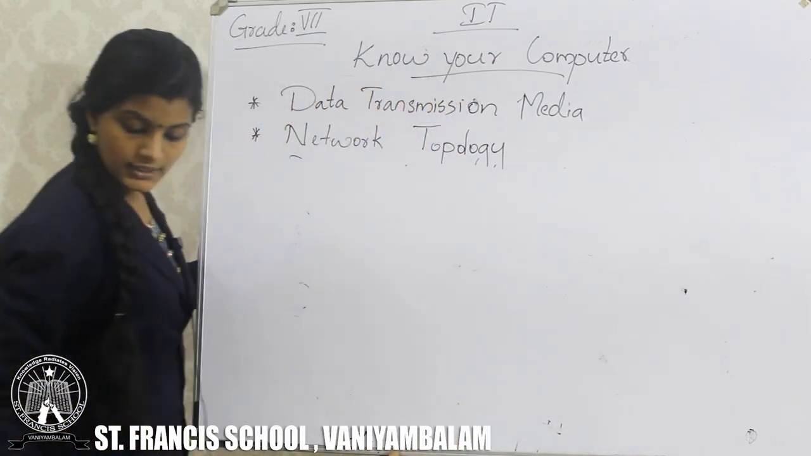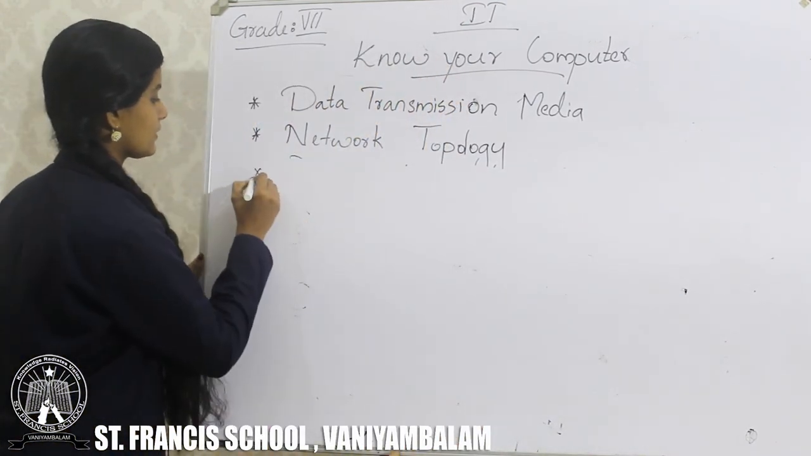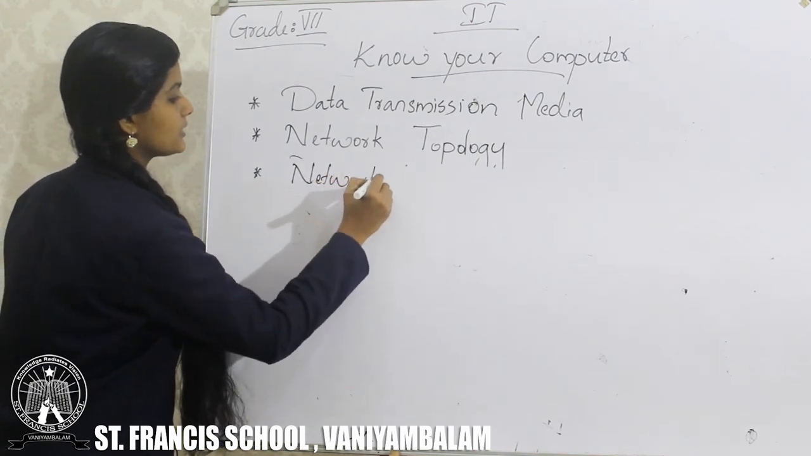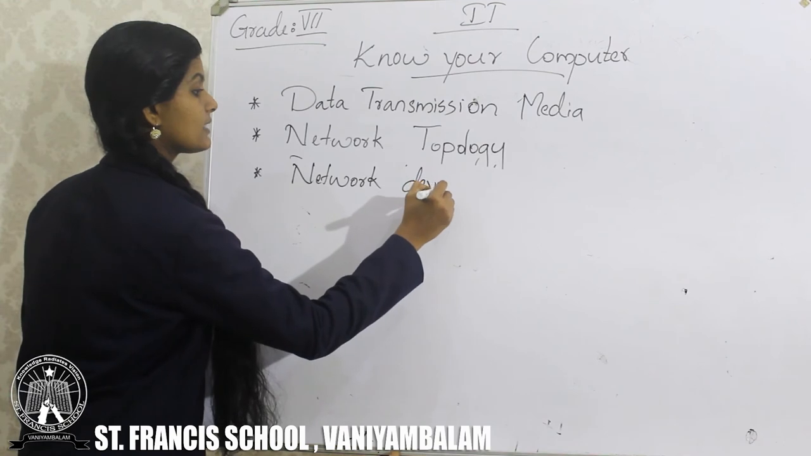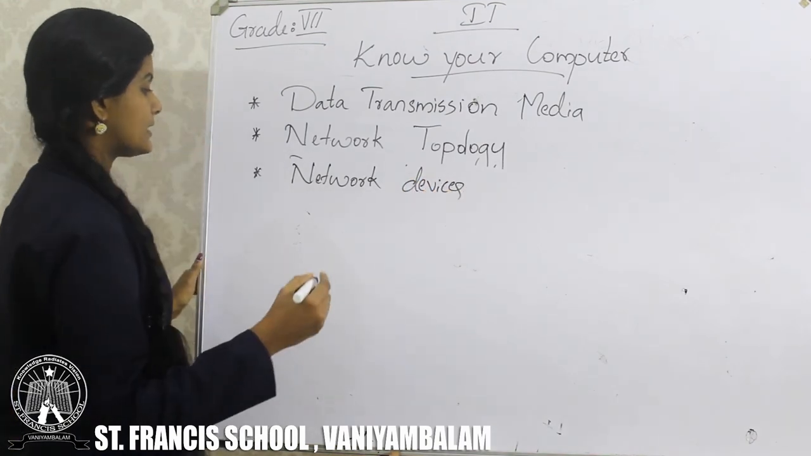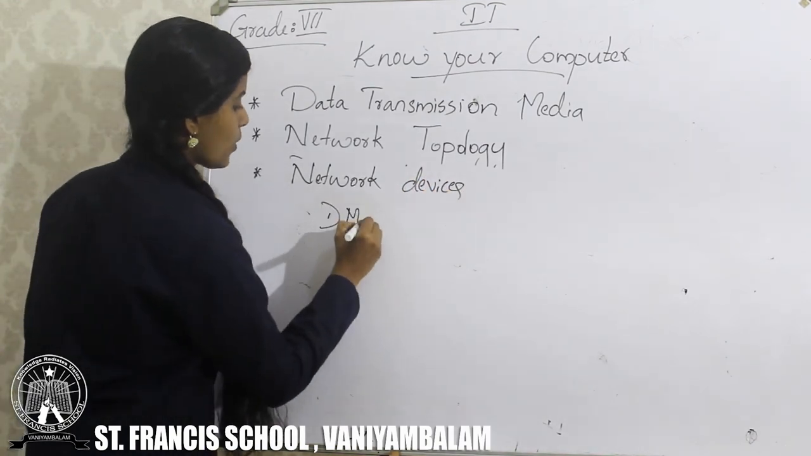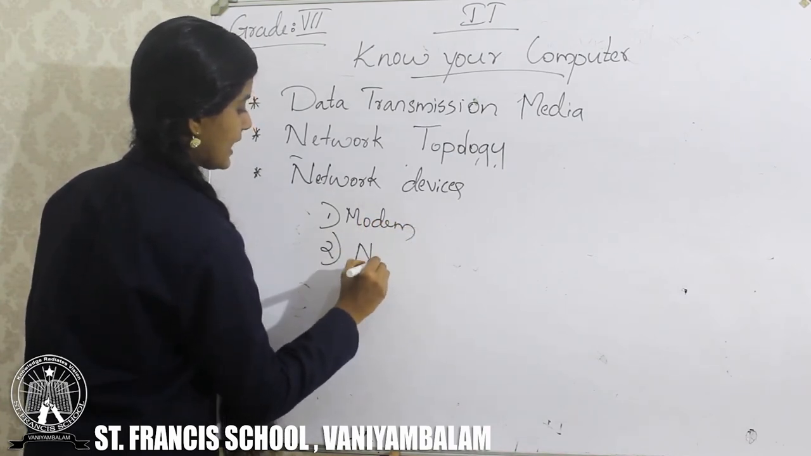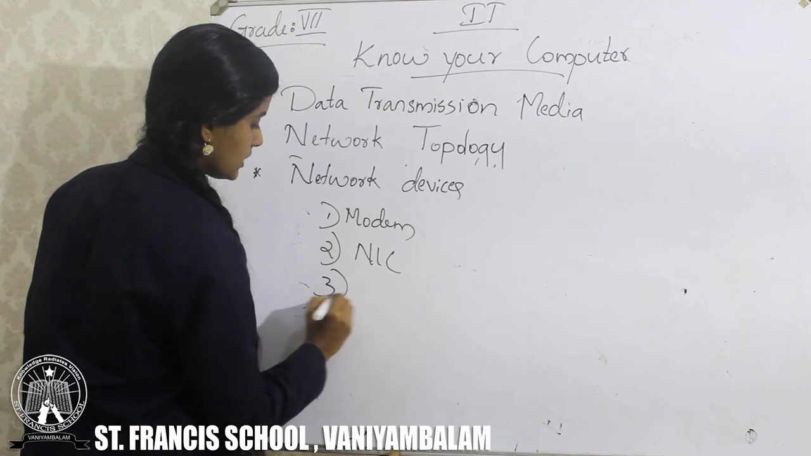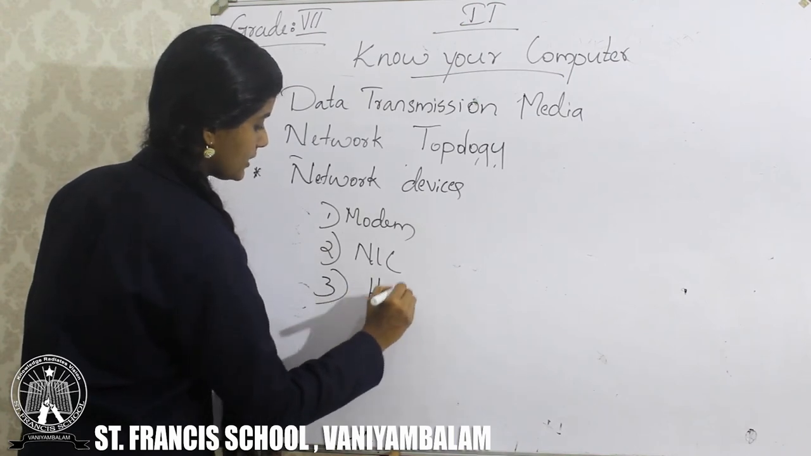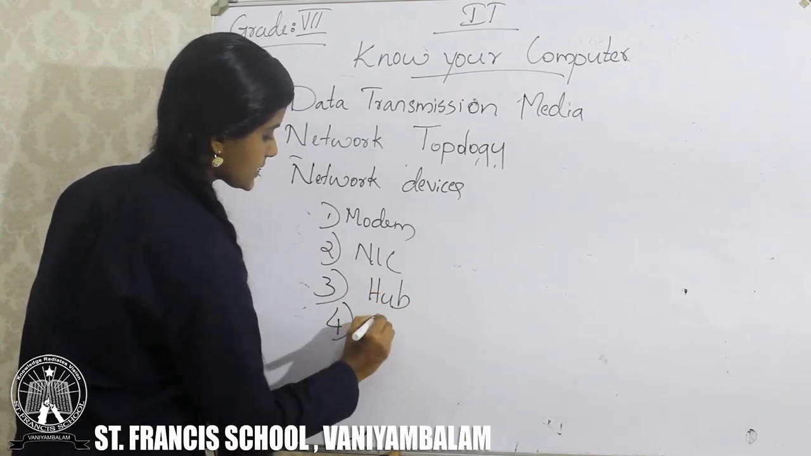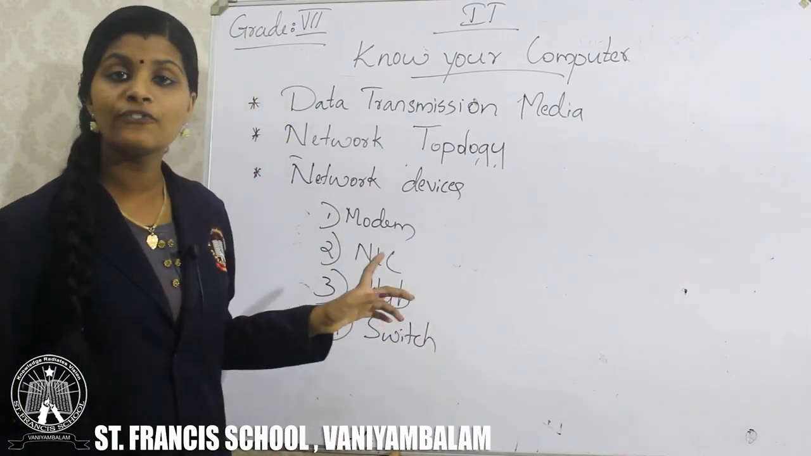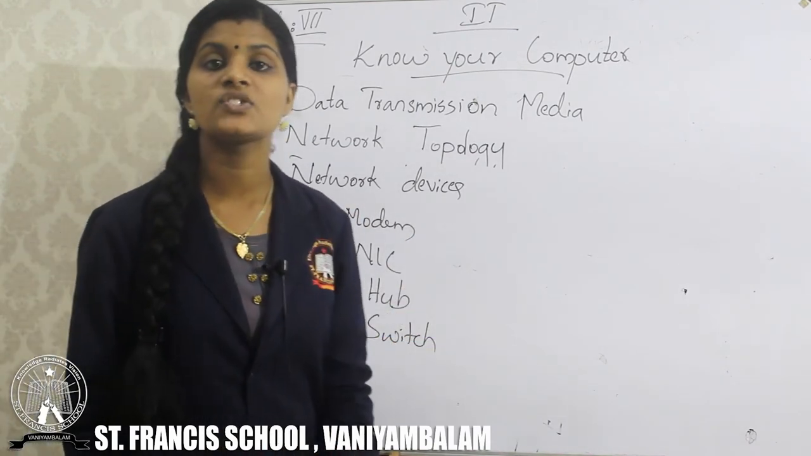The last part is network devices. The first one is modem, the second one is NIC, hub, and switch. So these are the four devices we use in a network.